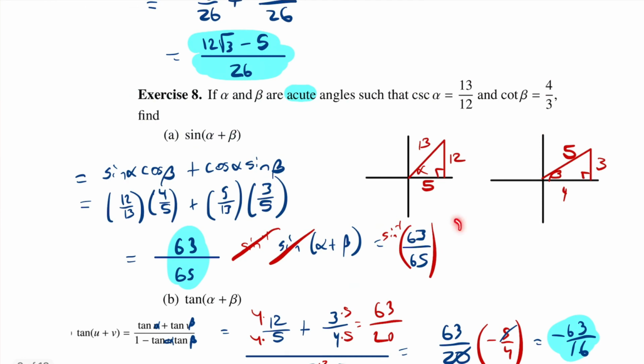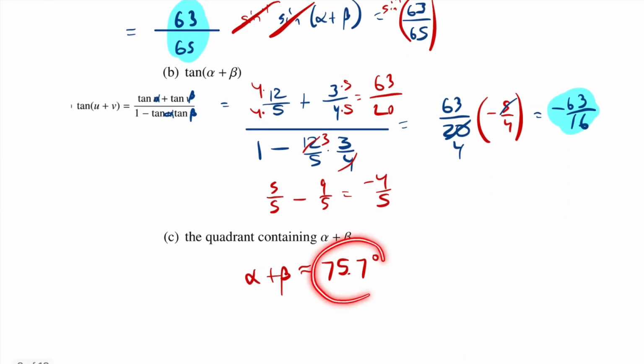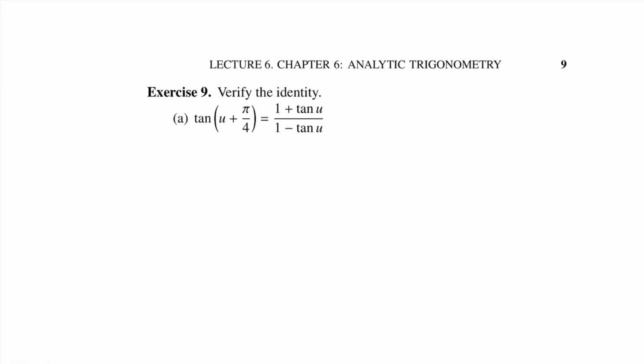All right, now we're verifying identities. So once again, we need to use the formula that we just used earlier. I'm just going to write it out. Tangent of alpha plus beta is equal to tangent alpha plus tangent beta over 1 minus tangent alpha times tangent beta. So that's what we're going to use.